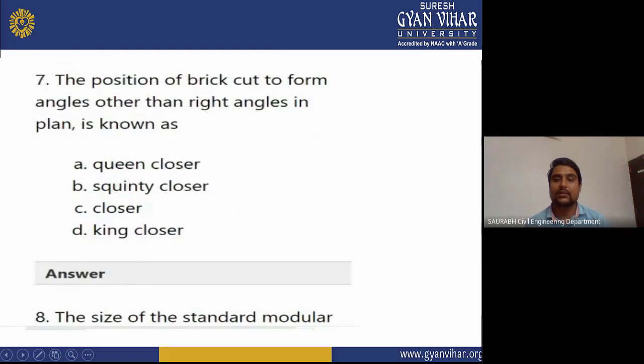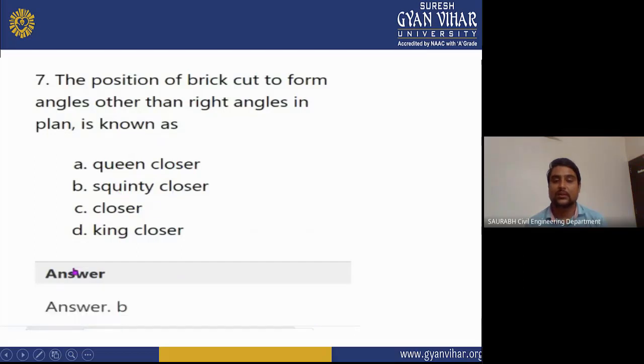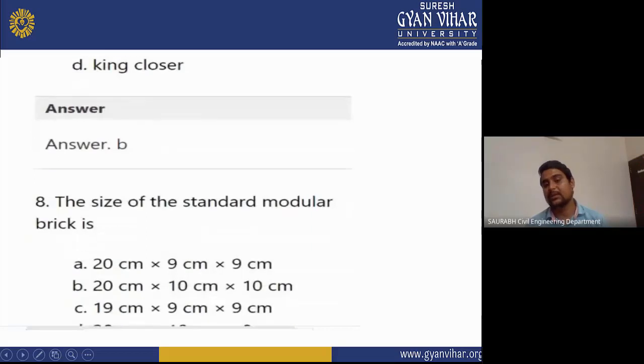The portion of brick cut at an angle other than a right angle in the plan is known as what? What will be the right answer here? Options are given: queen closer, squint closer, and king closer. The right answer will be squint closer. That will be your right answer. Now come on the next question.